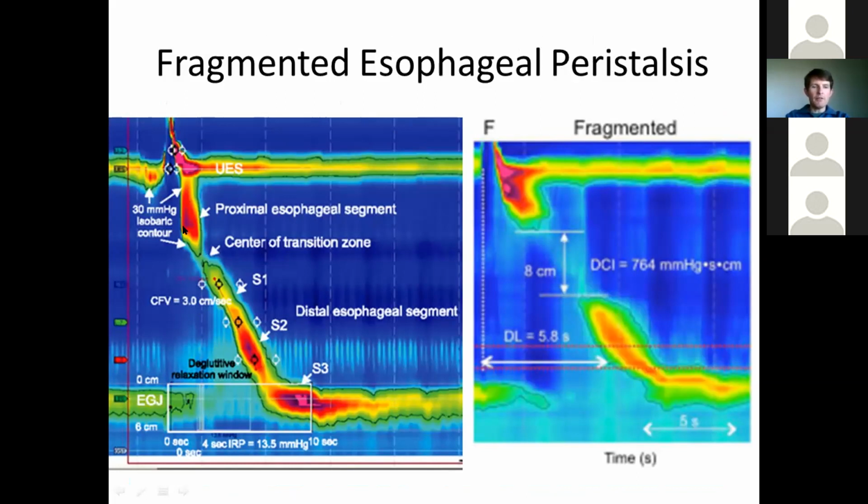The reason that you have this transition zone is that it transitions from normal striated esophageal muscle down to the smooth muscle portion of the esophagus. And so you end up with a slightly lower pressure zone here at that transition zone. When that transition zone becomes greater than 5 centimeters in length, that's a fragmented swallow. So here, the zone of transition is 8 centimeters in length, and that designates a fragmented peristaltic swallow.